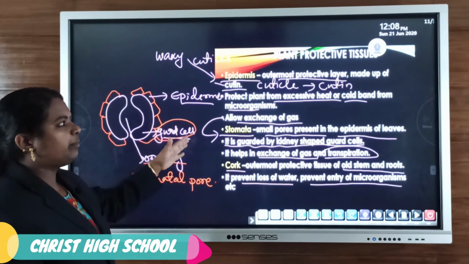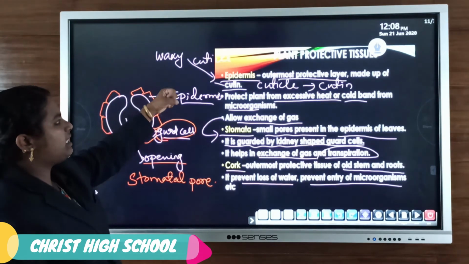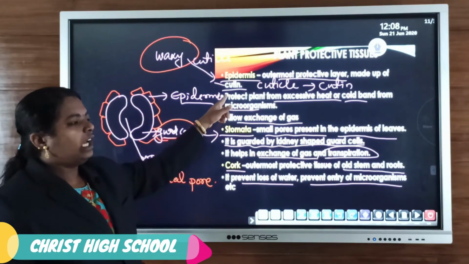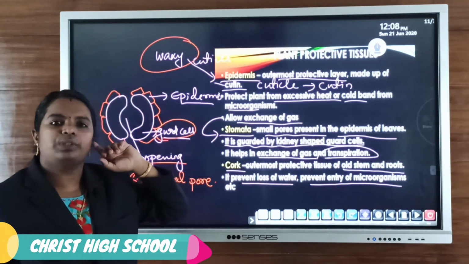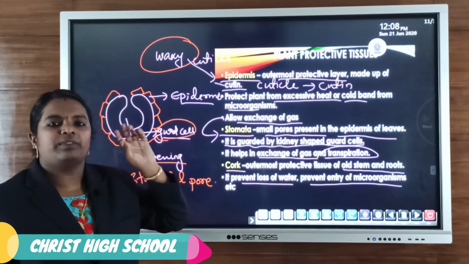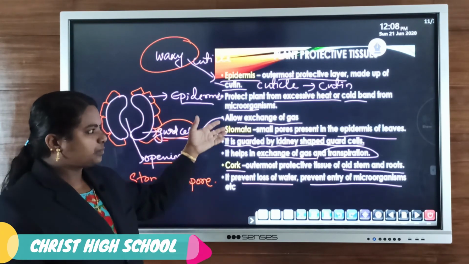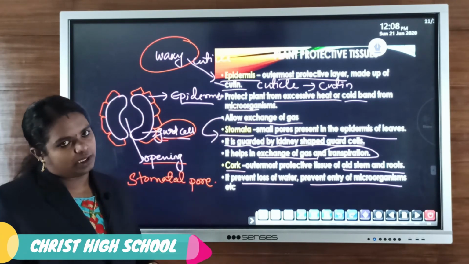So first one, epidermis, the outermost protective covering, and it consists of cuticle. Cuticle is a waxy, waterproof substance made up of cutin. Its main function is to prevent the entry of pathogens or microorganisms, as well as protect the plant body from excessive heat as well as cold.